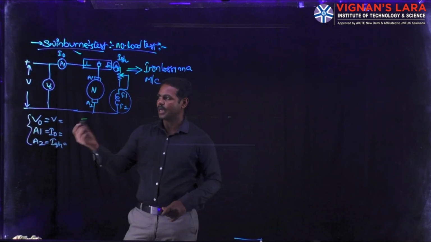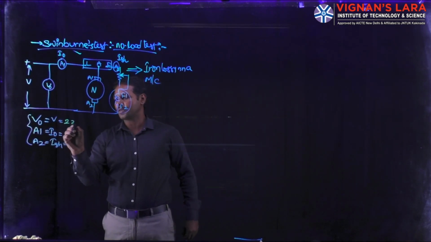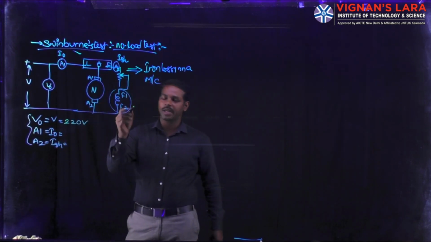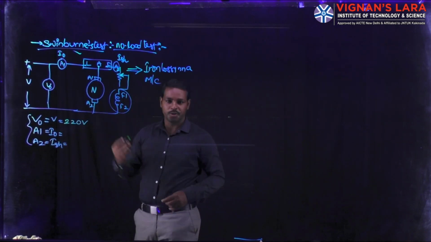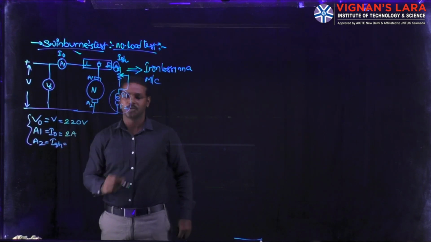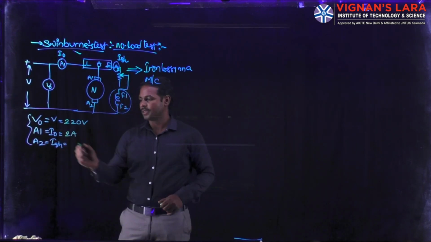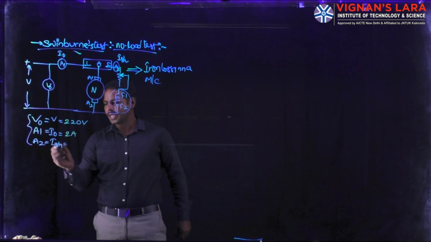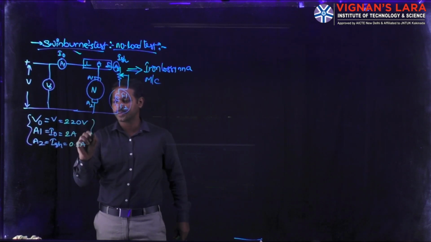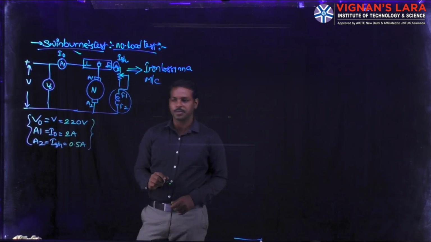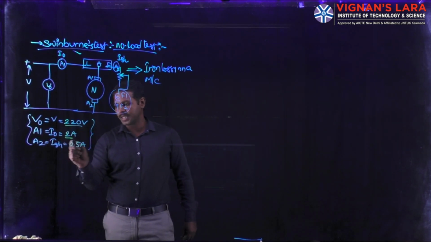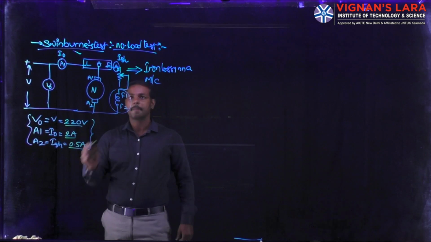Let us assume the input voltage is always equal to 220 volts. The second is the no load current. Without applying load on the motor, the corresponding current is drawn from the supply, which is, let us assume, 2 amperes. The field current ISH is equal to 0.5 amperes. These are the assumed values. So the input voltage is equal to 220, the no load current drawn from the supply is equal to 2 amperes, and 0.5 is the shunt field current.